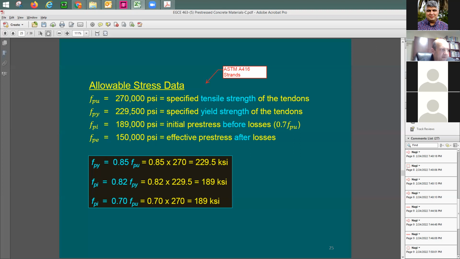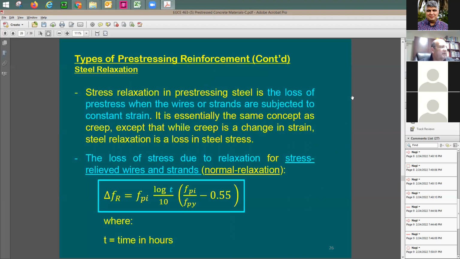You can say, yeah, just try this. You can say 150 divided by 189. It's going to be 0.794, which is very close. I'm going to say maybe 20%. This is going to be the estimated value. So okay.